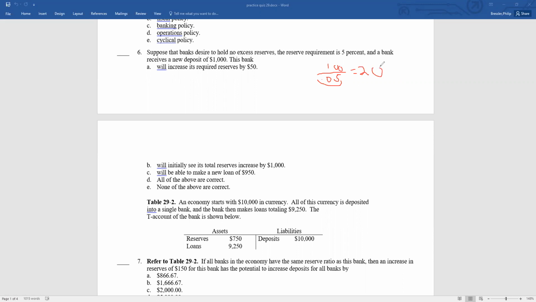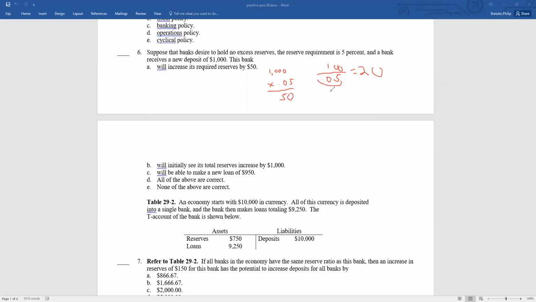A bank receives a deposit of $1,000. The bank has to keep 0.05 in required reserves. That is the rule. Reserve requirements are 1,000 times 0.05, so that's going to give me $50. So A is the right answer.